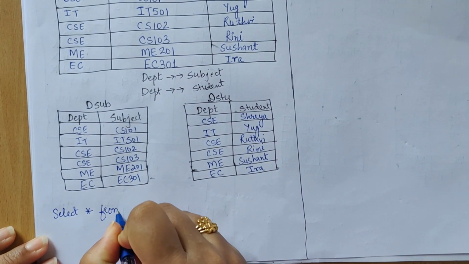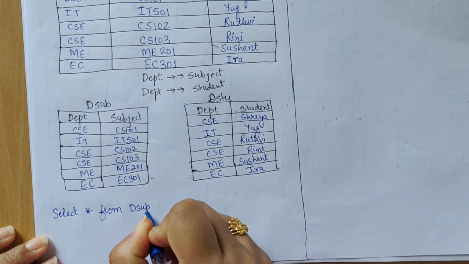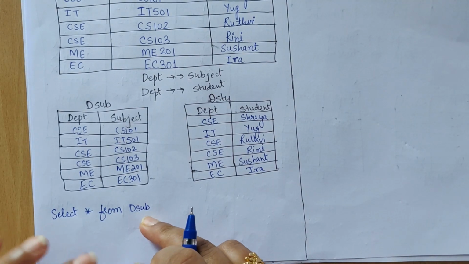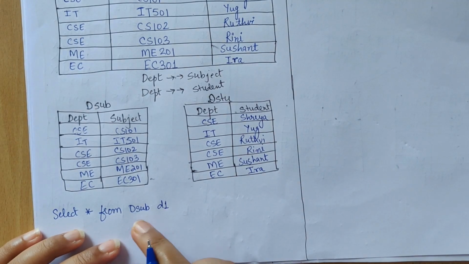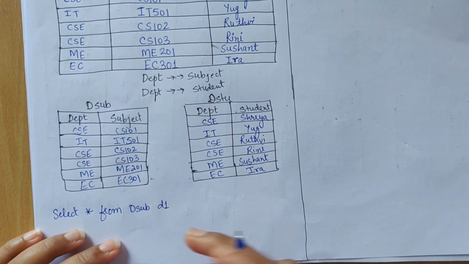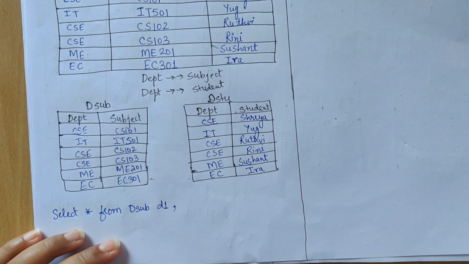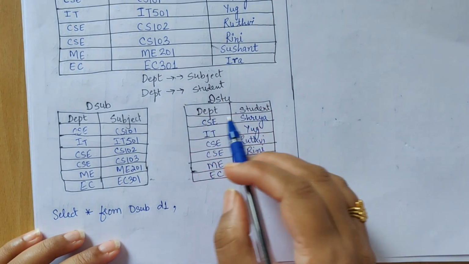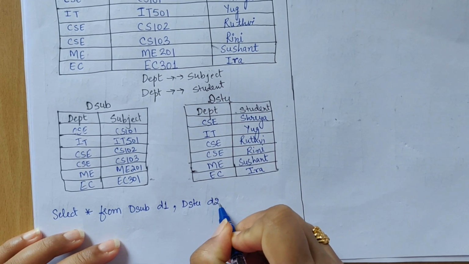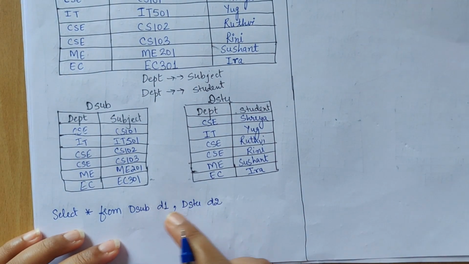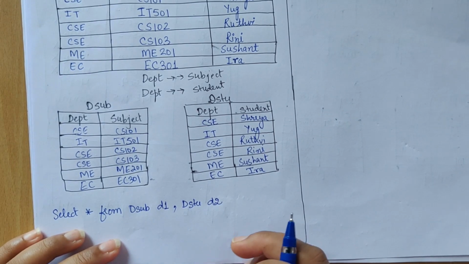So from my first table, D subject, I am writing from this table D subject, and I am giving an alias for this table, D1. So D subject I will use as D1, and I want to join it, so I am putting a comma in between for joining. And here another table is D student, which I am referring to as D2. So D1 and D2 are the aliases for D subject and D student, and I want to join them.